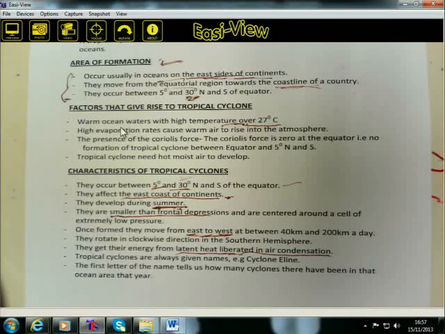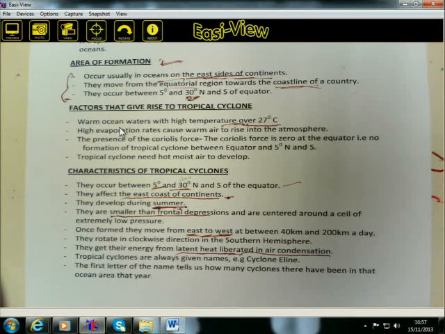Let's go back a little bit. For tropical cyclone to develop, they need Coriolis force, which is the deflecting force caused by the rotation of the Earth. But for the tropical cyclone to continue moving, it needs energy from the latent heat, which is produced in air condensation.